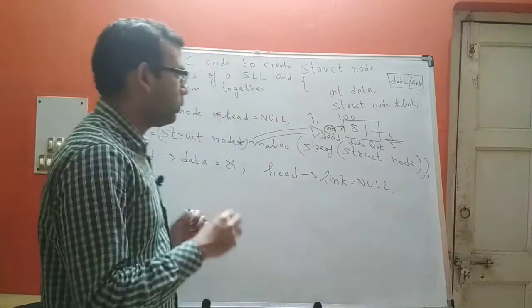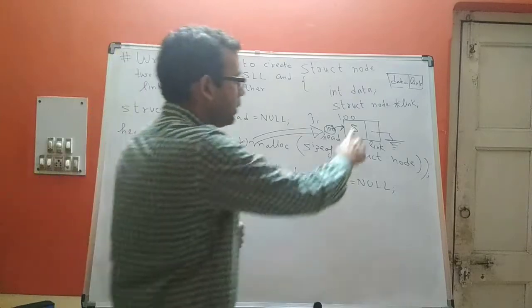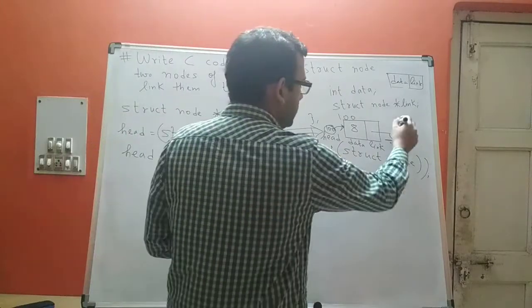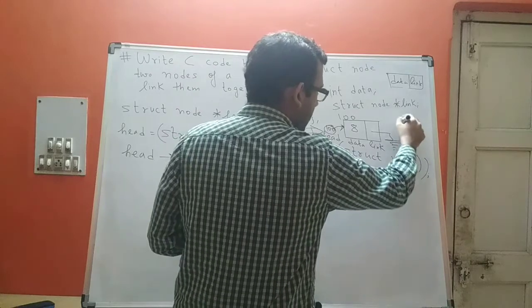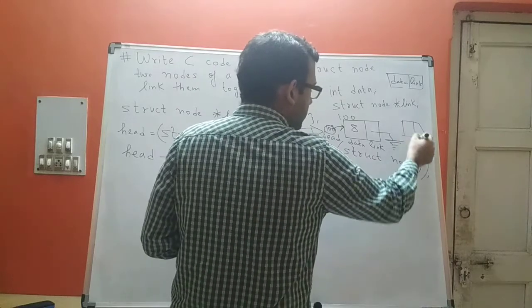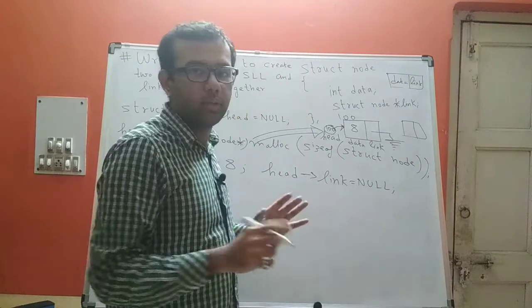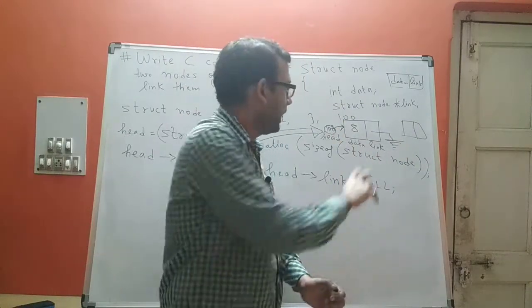Now let's say I want to create a second node and I want to link it with the first node. So how do I do that? That means I want a node here. Let's say I want a node here, and I want to link these two nodes. So how can I link two nodes?